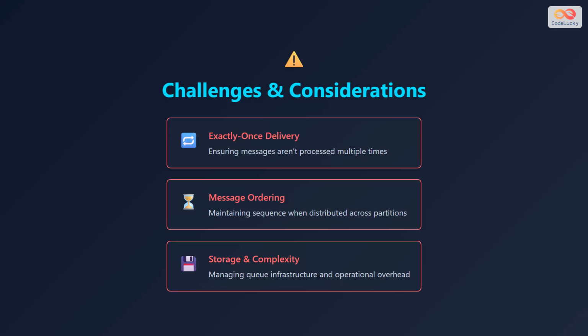Implementing message queues introduces three main challenges. Exactly once delivery is difficult because ensuring messages aren't processed multiple times requires careful coordination. Message ordering becomes complex when messages are distributed across multiple partitions. Finally, there's the challenge of managing queue infrastructure and operational overhead, which adds complexity to your system architecture.